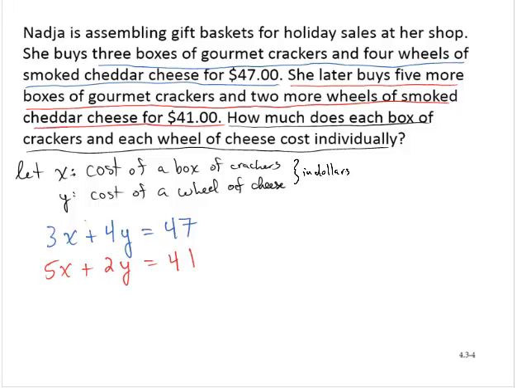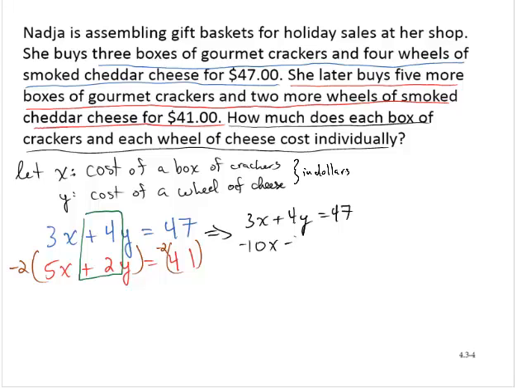So I would focus on the y's here. The coefficients on y are positive 4 and positive 2, and so thinking ahead, I'm going to multiply the second equation by negative 2. And notice what that'll do for me. That'll give me a negative 4y on the second equation, and so then I'll have opposite coefficients on y. The first equation remained the same, 3x plus 4y is equal to 47. And the second equation becomes negative 10x minus 4y is equal to negative 82.